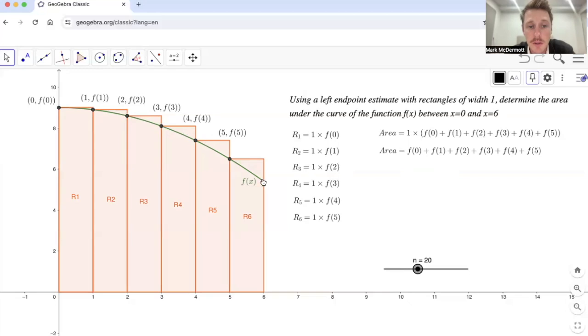You might notice at the moment that this is an overestimation. Because our green function is a decreasing function between 0 and 6, using a left endpoint estimate, you can clearly see is going to overestimate the area. But you can imagine if I made these rectangles have smaller and smaller width, that my error would get less and less. That's basically the essence of integration later on. You find the exact area under the curve by making the rectangles have a very, very, very small width. Okay, so hopefully that clarifies what a left endpoint estimate is.